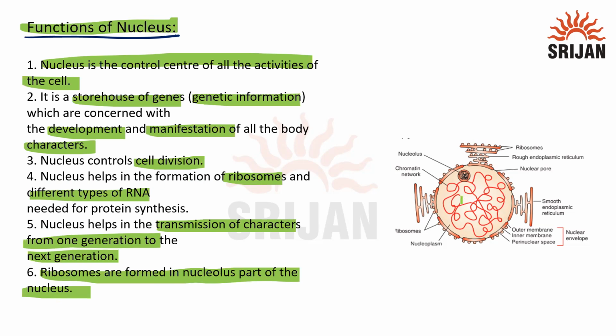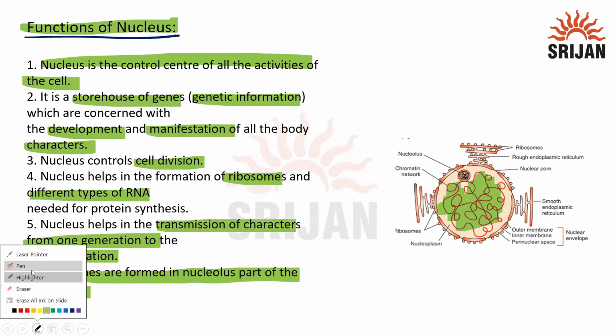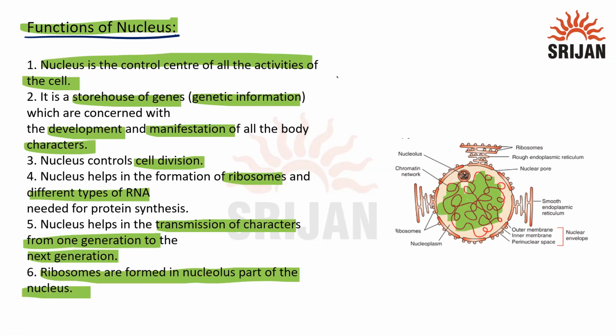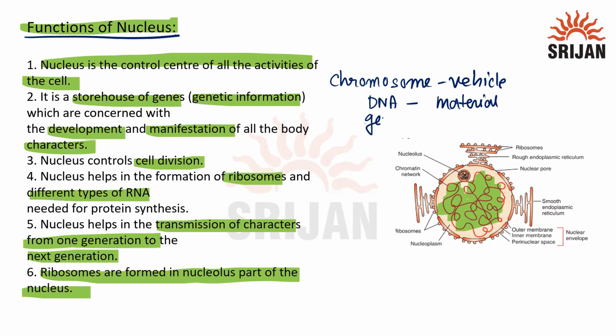So as you can see, in this area, these are the chromatin materials. And these chromatin materials help to carry the genetic information. As we all know, the chromosomes are the vehicle for us. These three important points we need to know. Chromosomes are the vehicle, DNA is the genetic material, and gene carries the character. One gene has two alleles, so that means one gene carries two characters.